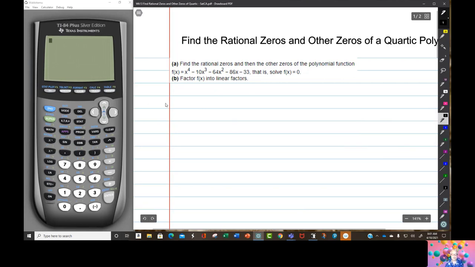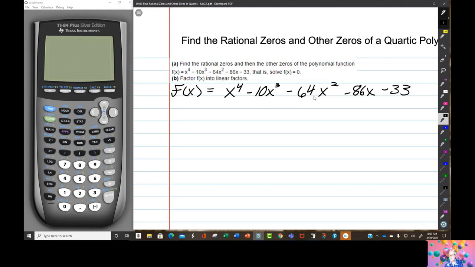Okay, what color? How about black? We do these in steps. We want to find the zeros of f of x equals x to the fourth power minus 10x cubed minus 64x squared minus 86x minus 33. Let me make sure I didn't skip something. X to the fourth minus 10x to the third minus 64x squared minus 86x minus 33. What we have to do is find the zeros, but as you can see, there's no way that I know to factor it. There probably is some very esoteric way, but I don't know it.